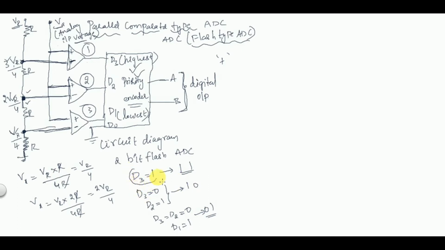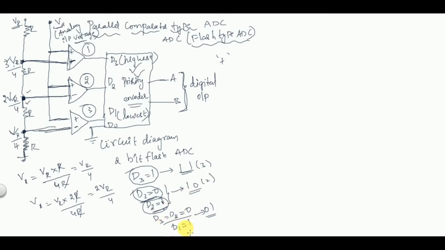If the highest priority is 1, then its corresponding output will be obtained across the priority encoder, irrespective of D2 and D1. If D3 is equal to 0 and D2 is equal to 1, now the highest priority is D2, because the highest priority input is 0. So the next highest priority is D2, which is equal to 1, then its corresponding output is going to be obtained, which is 2. So this is 3 and this is 2.